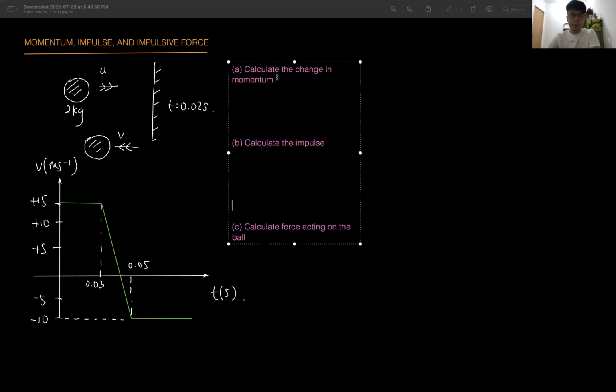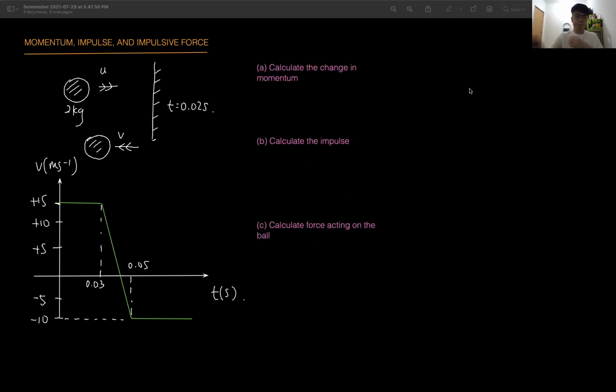Okay, so we could look at another example. Number one. The 2 kg ball hits the wall and rebounds. The speeds u and v are given in a graph. This is the graph. How do you read the graph? You see, initially it started at plus 15, right? So meaning that it is moving to the right initially. So to the right will be plus sign.